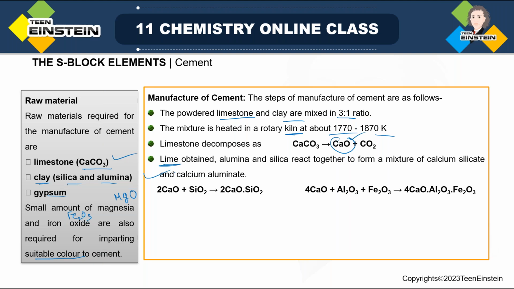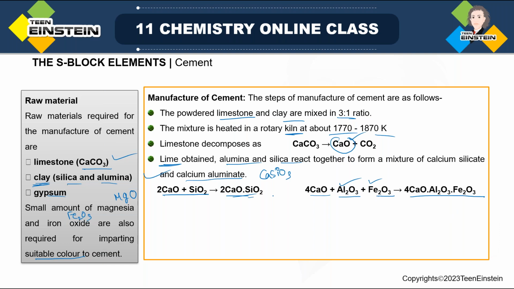Now this lime which we obtained after decomposition of limestone, alumina and silica react with this. Silica is already present in clay. So when silica reacts with CaO, there is formation of CaO dot SiO2. You can also write it like SiO3, but it is written in this way, CaO dot SiO2. Then calcium oxide reacts with oxide of iron as well as aluminium, forming this type of composition, CaO dot Al2O3 Fe2O3. You can also call it calcium aluminate if you omit Fe2O3.